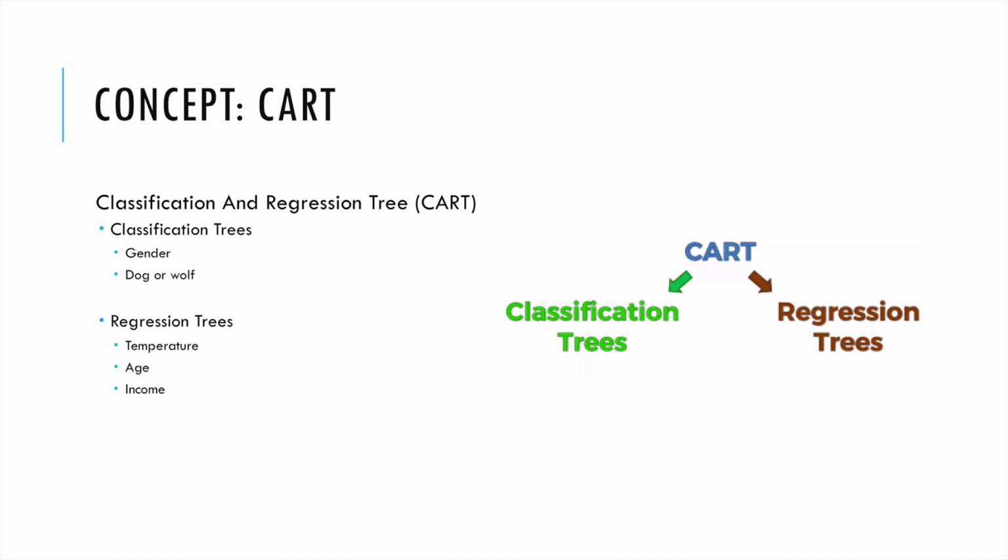For regression trees, the temperature, age, and income values are continuous, so we can use regression trees to solve them. Using some techniques, we can convert regression trees into classification trees. For example, we use a range of values to put into one bucket, and then we can do the conversion.